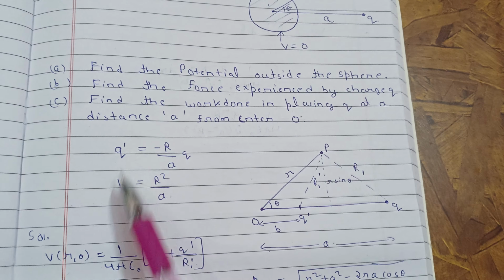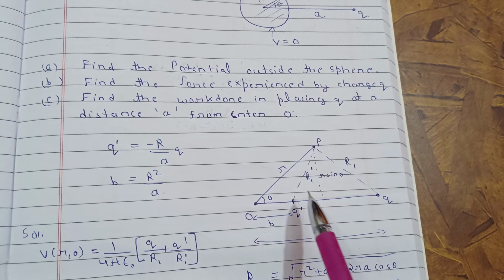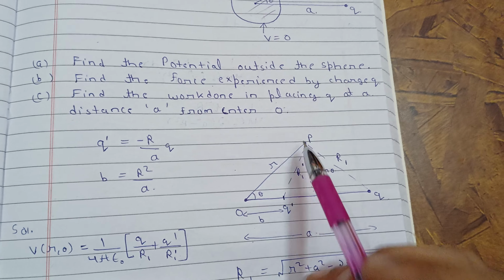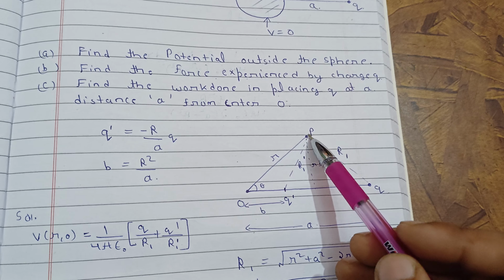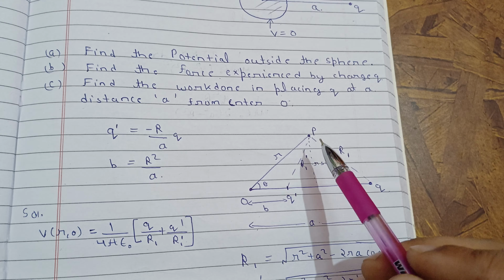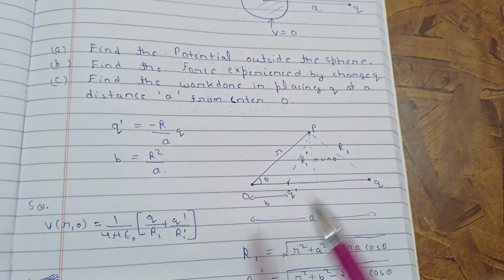So a, q and r are known, and now we have found q dash and b in terms of the known terms. You must remember these results, very important. Now we can find the potential very easily at this point, because the potential will be simply the sum of the potential due to q dash and q. Because of q dash it will be q dash by 4 pi epsilon naught r1 dash, and due to q it will be q by 4 pi epsilon naught r1.